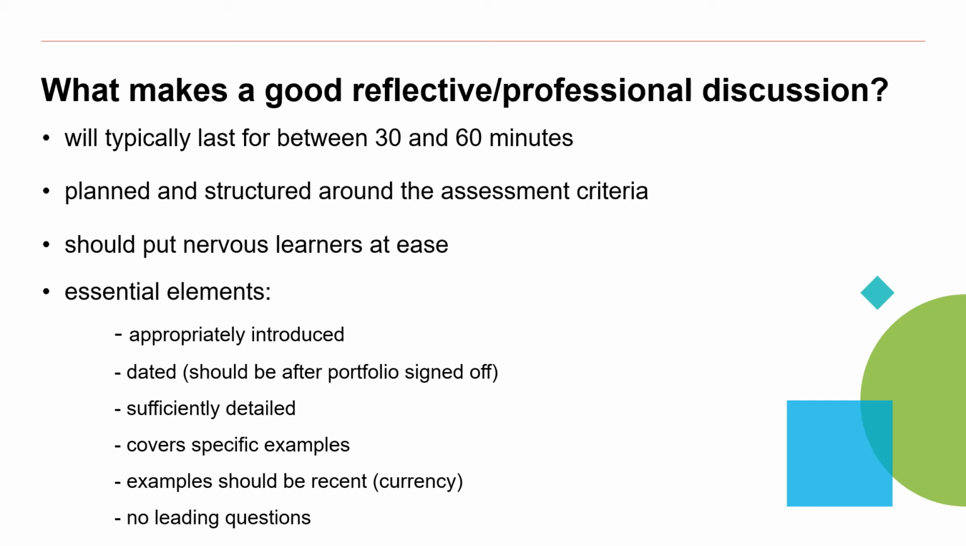What makes a good reflective professional discussion? Well, it will typically last between 30 to 60 minutes. Again, we've mentioned the importance of it being planned and structured around the assessment criteria. It's there to put the nerves of the learners at ease. Essential elements should be, as bullet pointed here, appropriately introduced, dated, sufficiently detailed, covering specific examples, and those examples of course should be recent, following currency within the VAX. And of course there should be no leading questions.